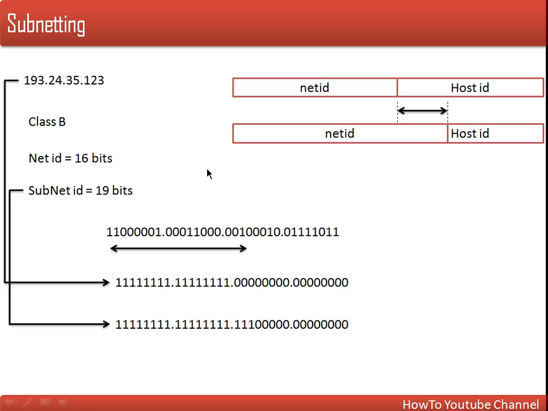In the next lecture I will show how to assign addresses to different subnetworks.